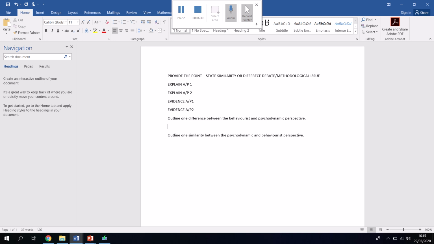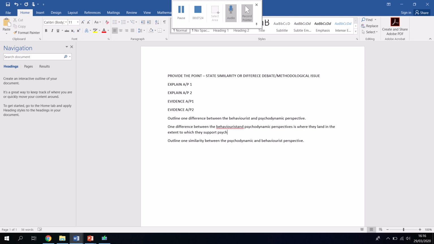First question: outline one difference between the behaviourist and the psychodynamic perspective. I'm going to outline my difference straight away, so provide my point. One difference between the behaviourist and psychodynamic perspectives is where they land in the extent to which they support psychology as a science. There is my difference, because I'm saying one is going to be more scientific than the other.